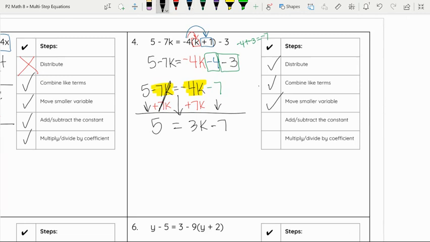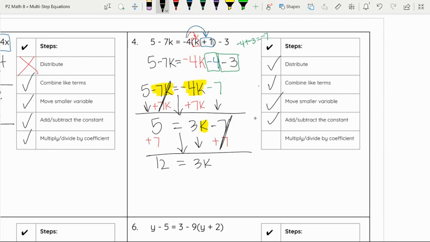So my constant that I want to get rid of, remember, is the one that's on the same side as my variable, which is k. So in this case, I want to get rid of the minus 7. That's my constant. To get rid of it, we do the opposite of a minus 7, which is plus 7. 5 plus 7 is 12. Bring down the equal sign. Bring down the 3k. And negative 7 plus 7 is 0, so cancel it out.